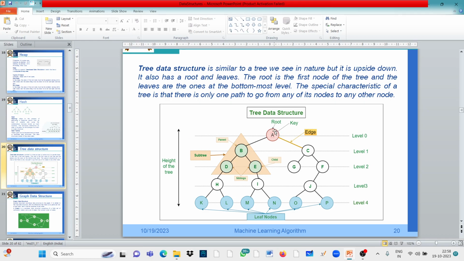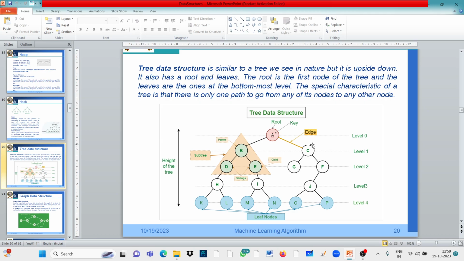Two important things you can see here: one is the node, represented by a circle, and the other is the edges, represented by straight lines. You can see solid lines are there. It's clear? These are just the representation of a tree data structure. So we summarize like this. The tree data structure is similar to a tree we see in nature, but it is upside down. It also has a root and leaves. Every tree has a root, and the root is the first node of the tree, and the leaves are the ones at the bottommost level.